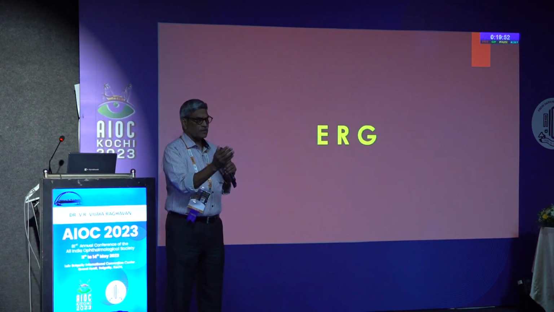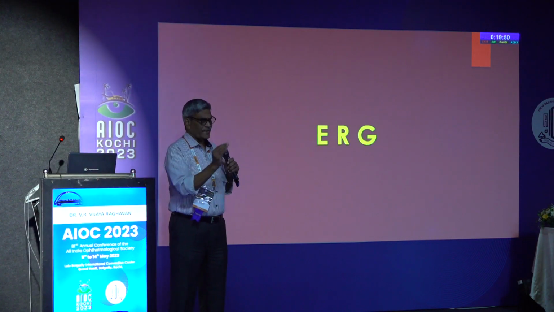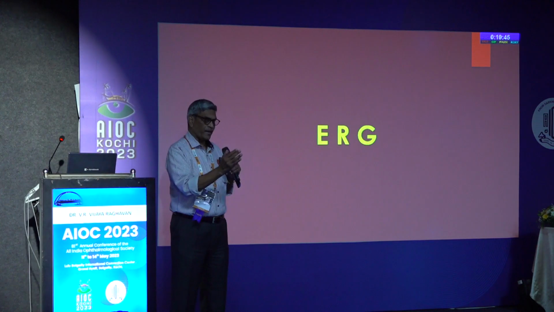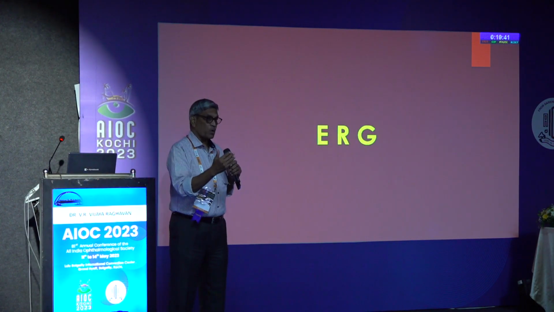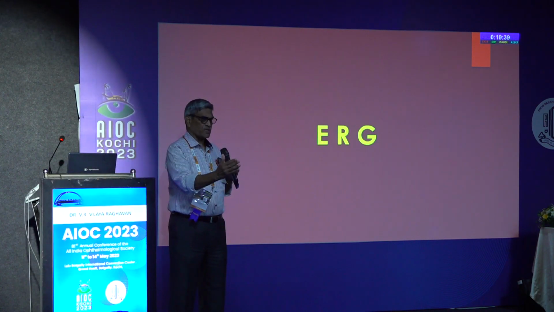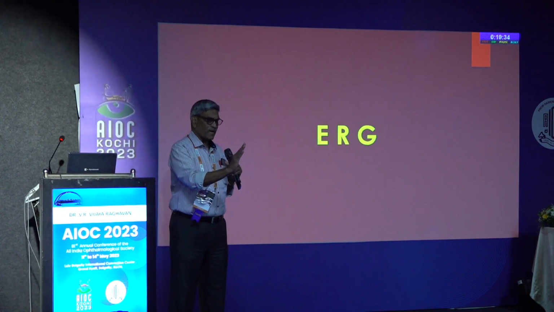Next, in the same patient, I put a white light or a red light. Now both rods and cones are going to be stimulated. That is going to give a response called the combined response. That means I got both rods and cones response. These are the two things you are going to record in ERG in a dark adapted eye.